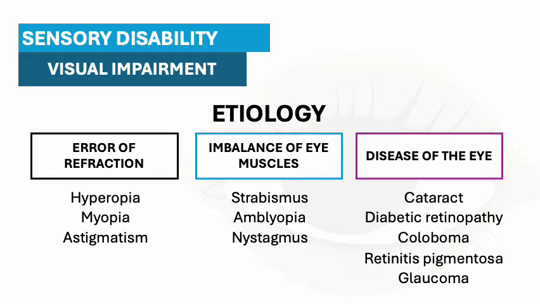cataracts, which cloud the lens. We have diabetic retinopathy, caused by high blood sugar affecting the retina, and coloboma, a congenital gap in eye structures. We also have retinitis pigmentosa, a progressive inherited retinal disease, and glaucoma, which damages the optic nerve. Each of these conditions can affect how a student sees and learns, so understanding them is key to making classrooms more accessible.